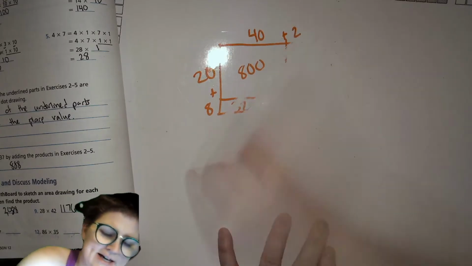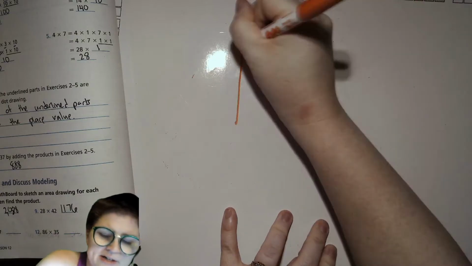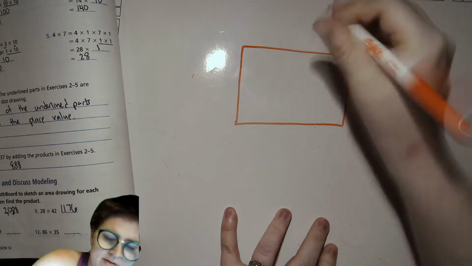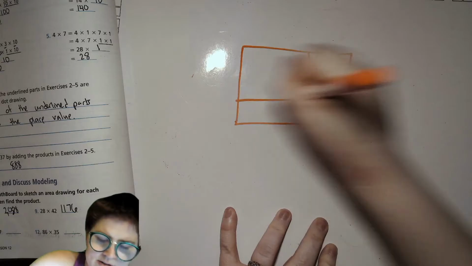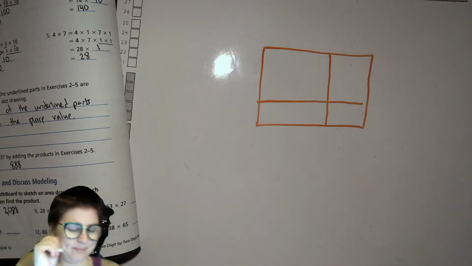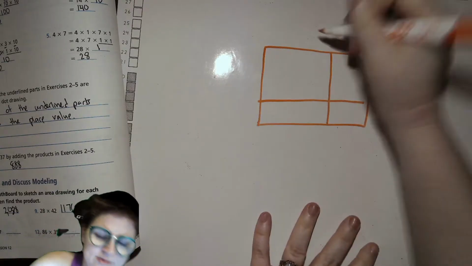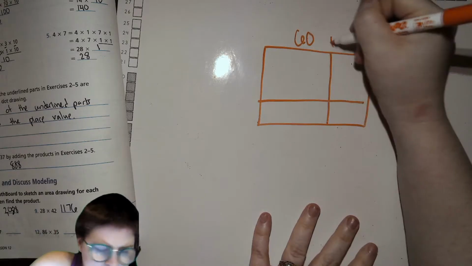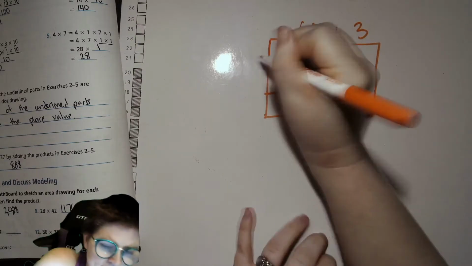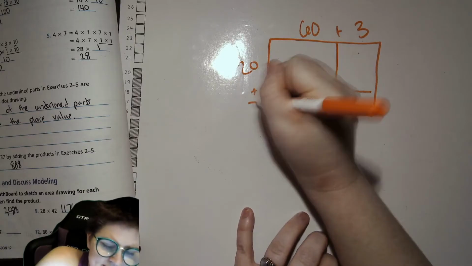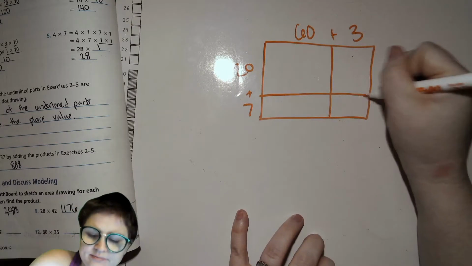All right, erase that. Go ahead and draw your rectangle, your area model. See if you can set it up. I'll do 60 plus 3, 20 plus 7. All right.